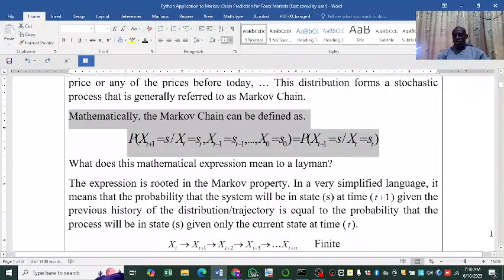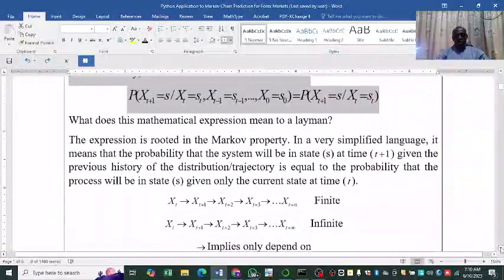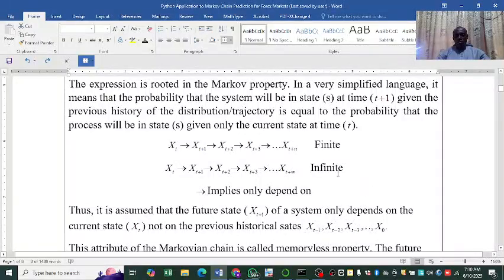Now, to expand on this point, we have a very good example: the finite example and the infinite example. The finite example is where we know the number of events, and the infinite example is where the number of events is not known. Now let's look at the finite event. In the finite event, we have Xt influencing Xt plus 1, then Xt plus 1 influencing Xt plus 2, Xt plus 2 influencing Xt plus 3, till we get to Xt plus n.